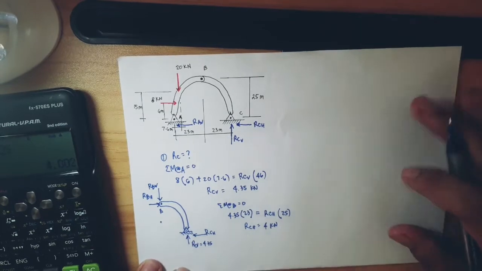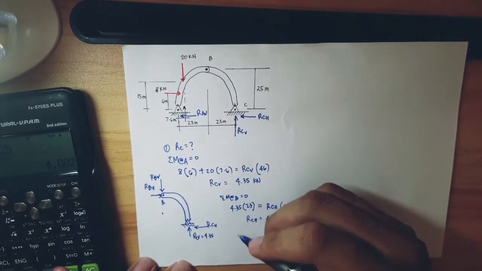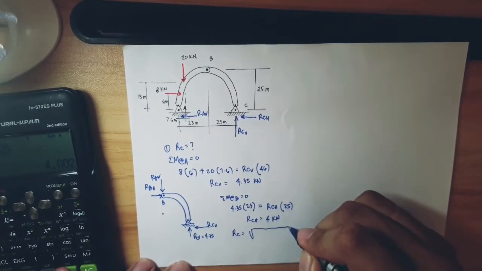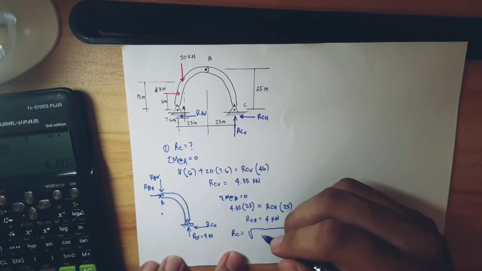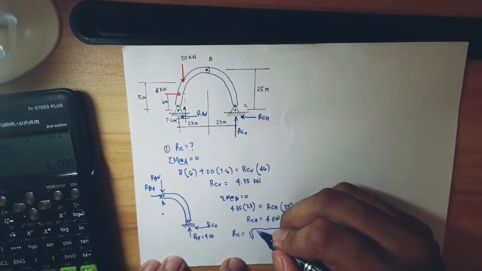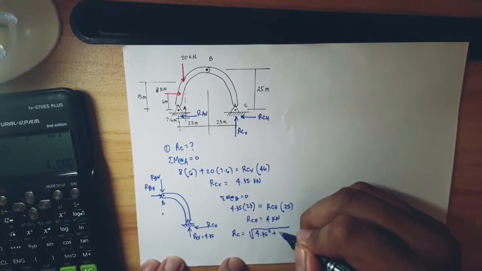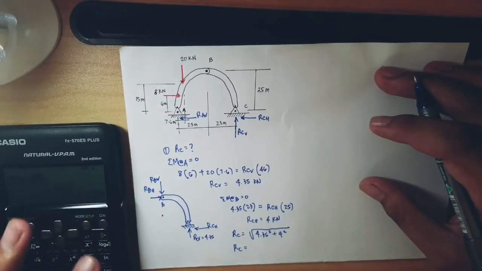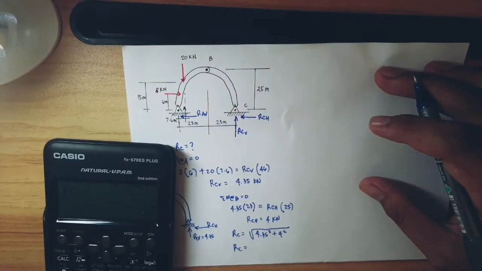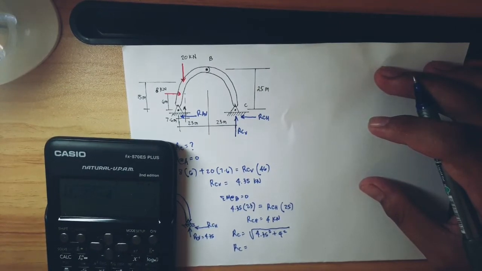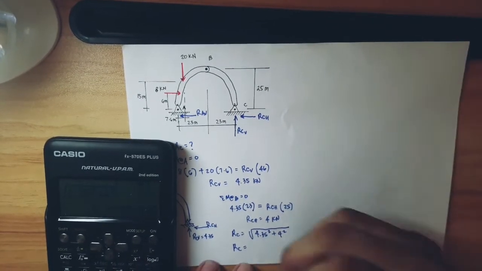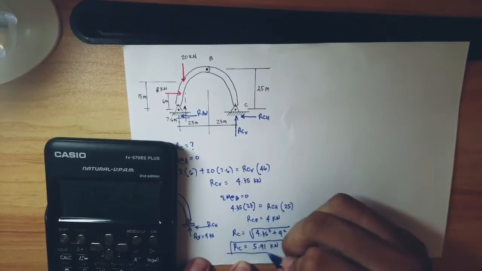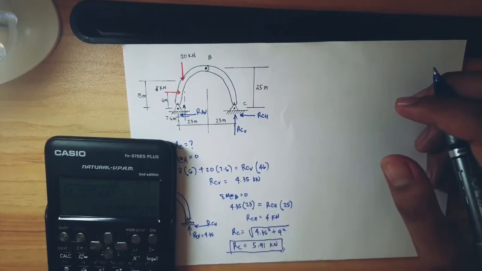Okay, so makuha na to by Pythagorean theorem. So the resultant RC is equal to the square root of the sum of the squares of the components. So 4.35 squared plus 4 squared, we have RC equal to 5.91 kilonewton. Okay, so that is the answer for number 1.